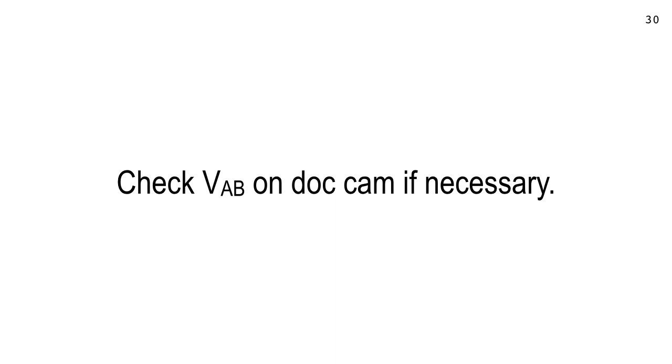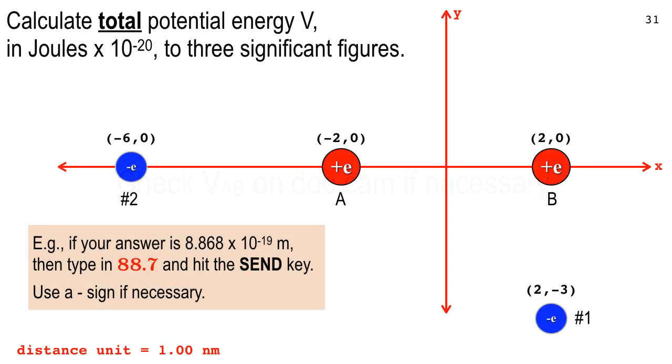So do that carefully. All right, and I'm going to give you a good fraction of time here to do this. So here's your next question. Now calculate the total potential energy. Same thing in terms of 10 to the minus 20 joules. All right. So this is for everything. And so just crank it out. And if you need a minus sign, make sure to use it. Go ahead and circulate.